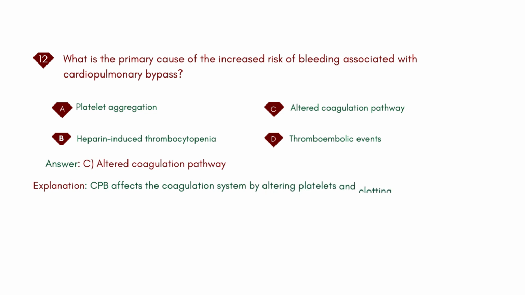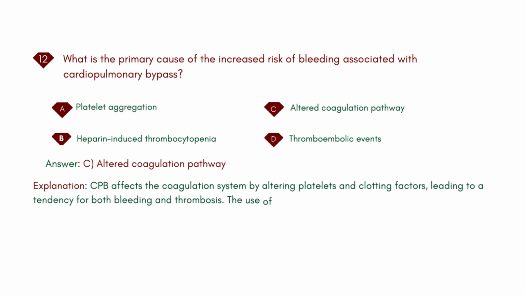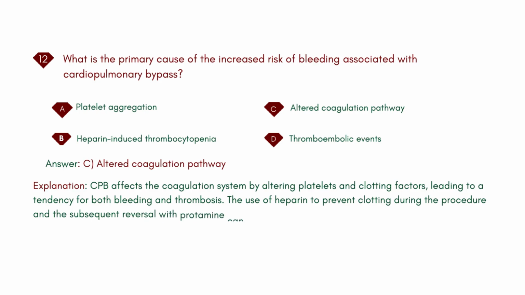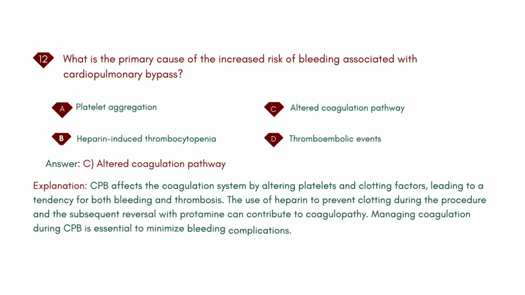Explanation: CPB affects the coagulation system by altering platelets and clotting factors, leading to a tendency for both bleeding and thrombosis. The use of heparin to prevent clotting during the procedure and the subsequent reversal with protamine can contribute to coagulopathy. Managing coagulation during CPB is essential to minimize bleeding complications.